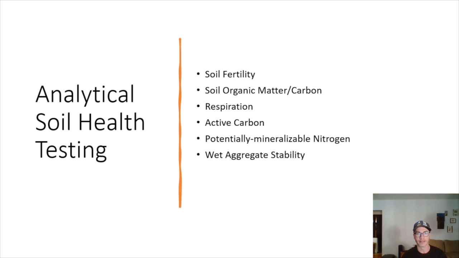So in terms of analytical soil health tests, lab tests, there are some out there. I don't want to forget to mention soil fertility because, again, if we're talking about soil health in an agricultural context, it is crucial to have that soil fertility figured out first. And then organic matter is the traditional best all-around indicator for whether things are going well in the soil. There are other indicators that we use.